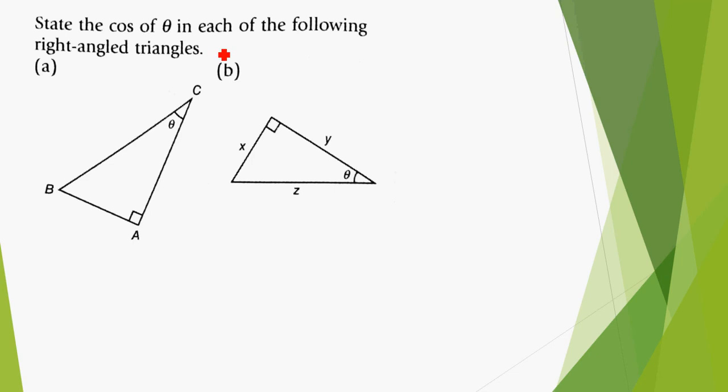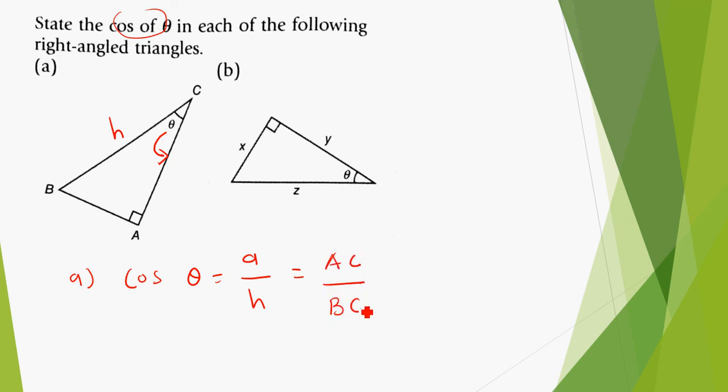Next. State the cos of theta in each of the following right angle triangles. Question A, cos theta. Remember cos theta, CAH, adjacent over hypotenuse. This is the theta, adjacent is this one, hypotenuse is this one. So AC over BC. For question B, theta adjacent over hypotenuse, so cos theta equals y over z.